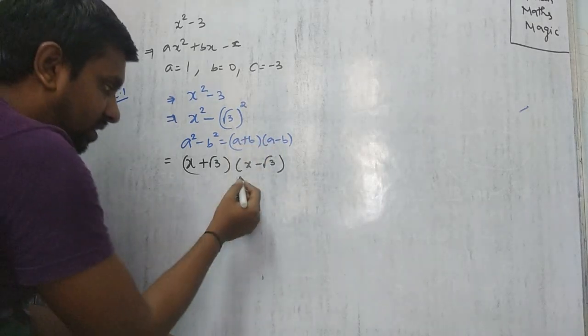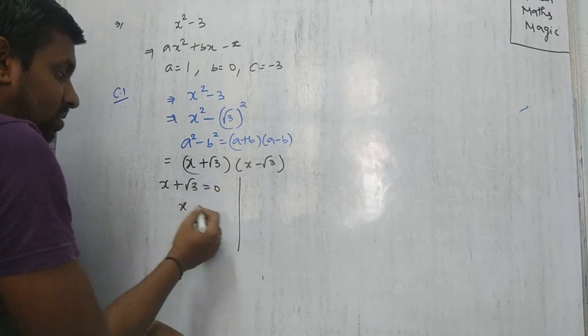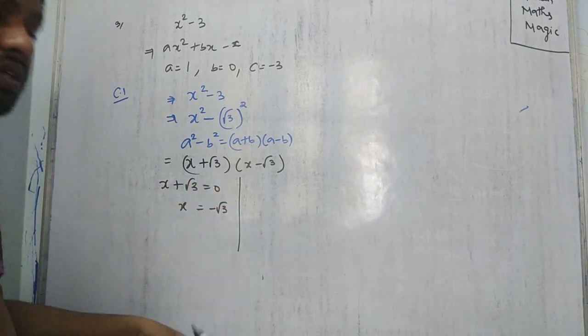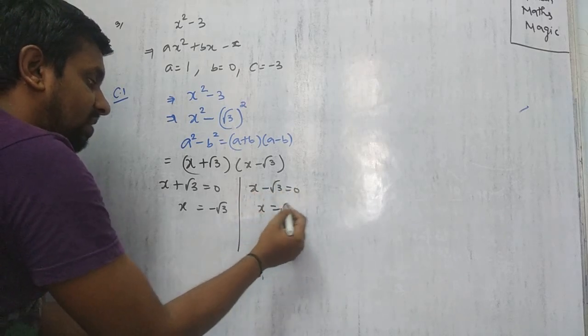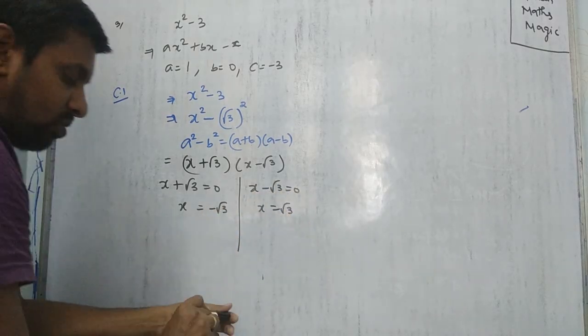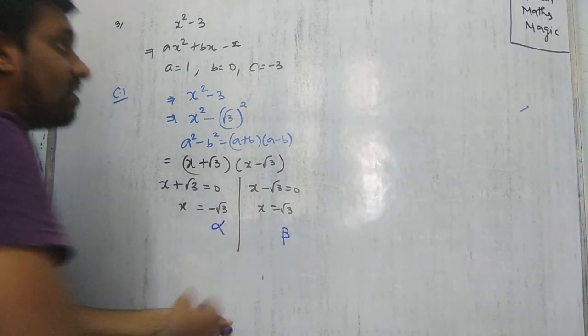Now how to find the zeros? Divide into two pieces. That is, x plus root 3 equal to 0 gives x's value minus root 3. Next, x minus root 3 equal to 0 gives x's value root 3. So as I told earlier, the first one is alpha, the second one is beta. Now I have to move on to the verification.